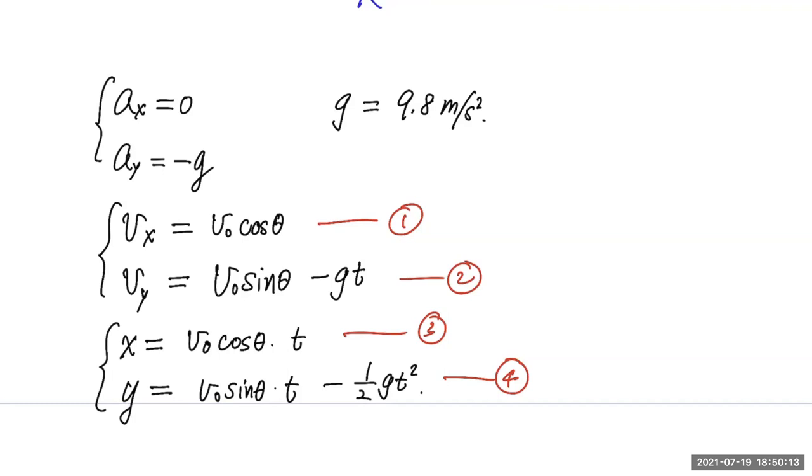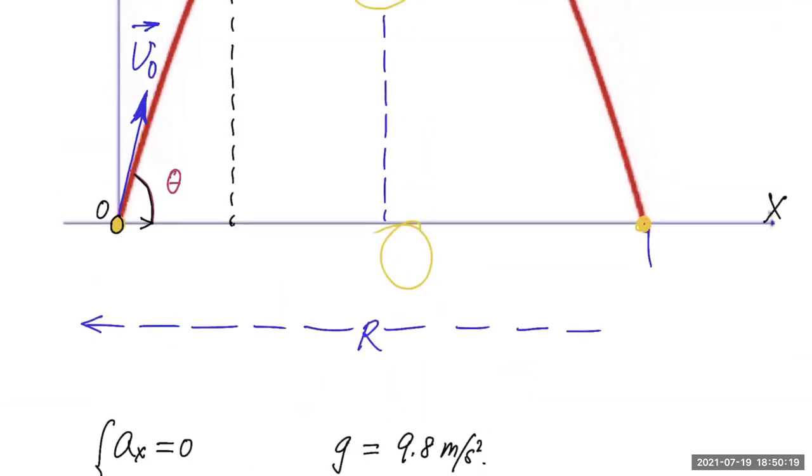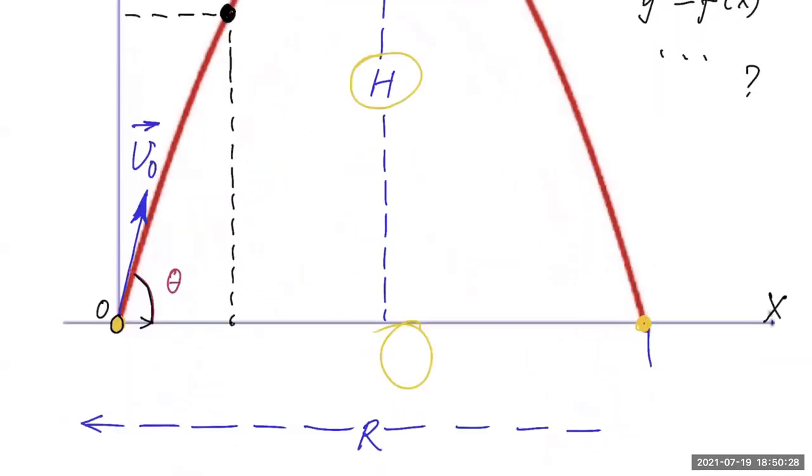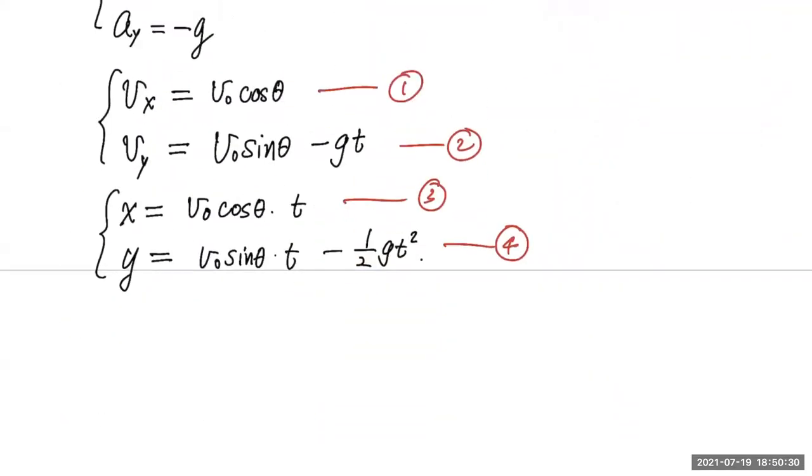But equation number 4 is the vertical displacement for any moment t. You're not looking for any moment. You're looking for this particular moment which reaches the very top of the path, right here. So what's so special about this point? What is the time t it takes to get to that point? Well, you have to know what's special about that point, right?